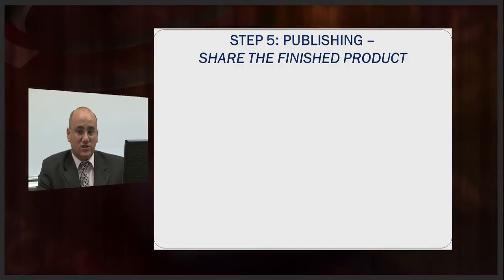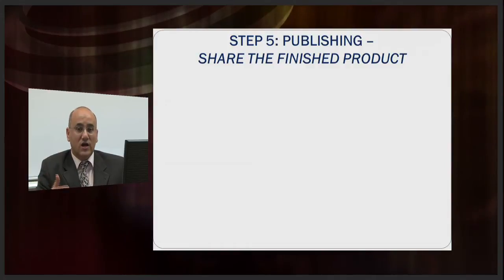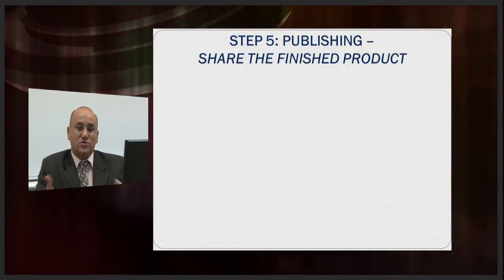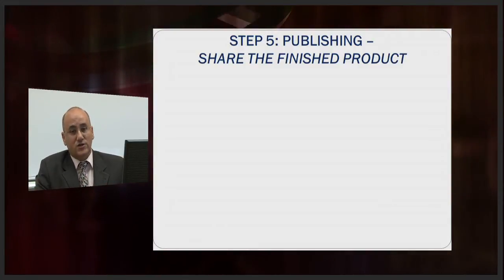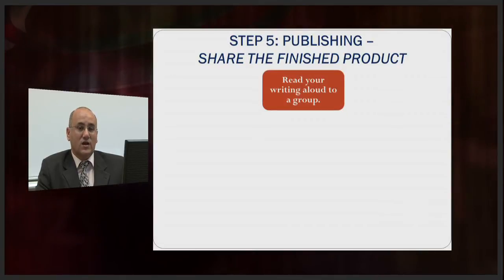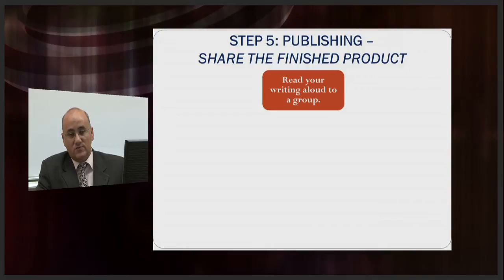Step 5, or stage number 5, is publishing. Publishing, what does it mean? It means sharing the finished product. Now you are going to publish, to share, to give your finished work to other people to read and judge your writing. How can we publish? The first thing is to read again. Read your writing aloud to a group of people, to your friends, to your teacher, maybe to your parents, and let yourself be confident or sure that your writing is perfect and appeals to them.